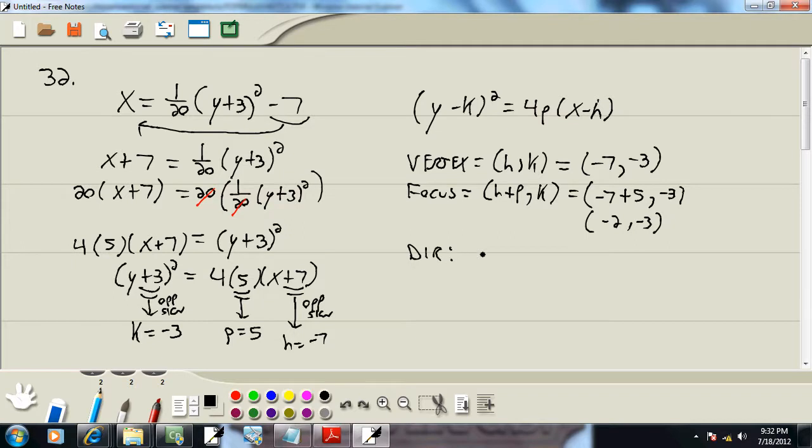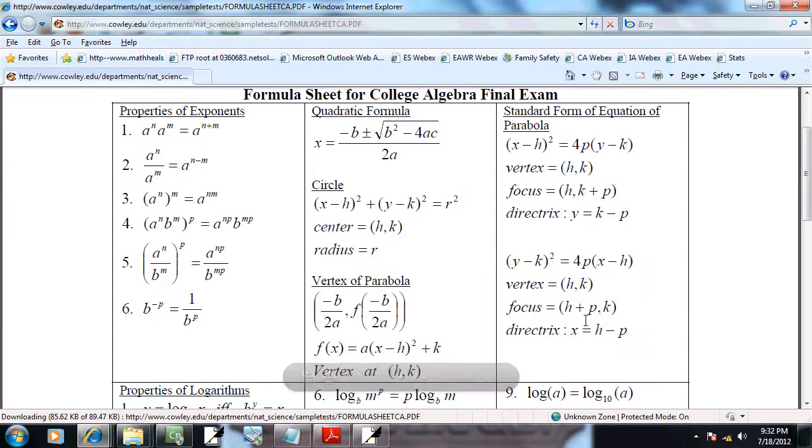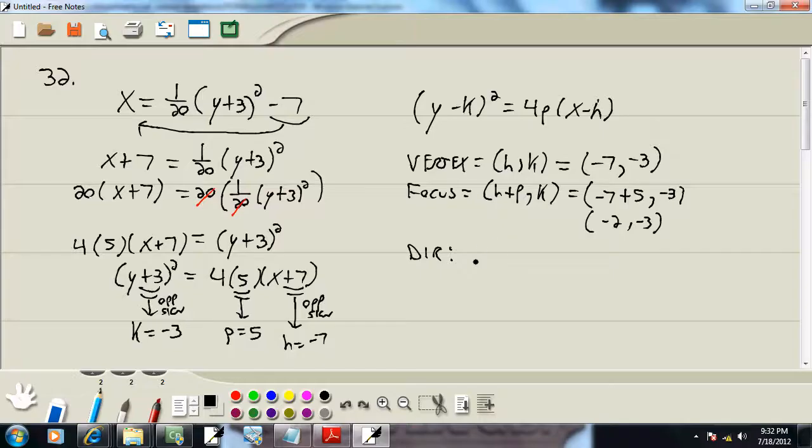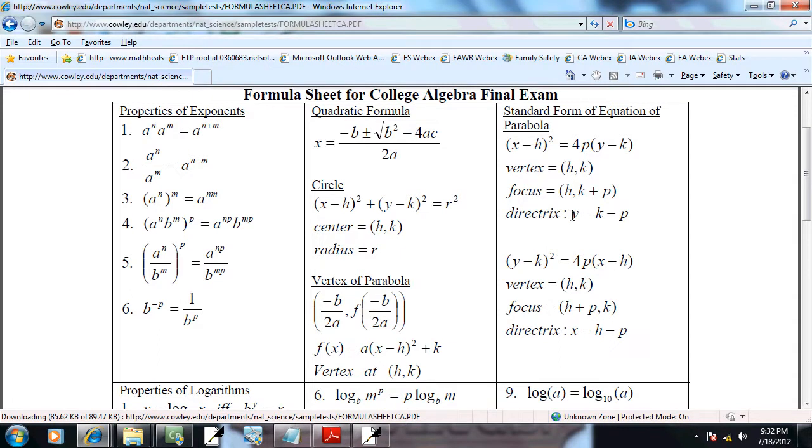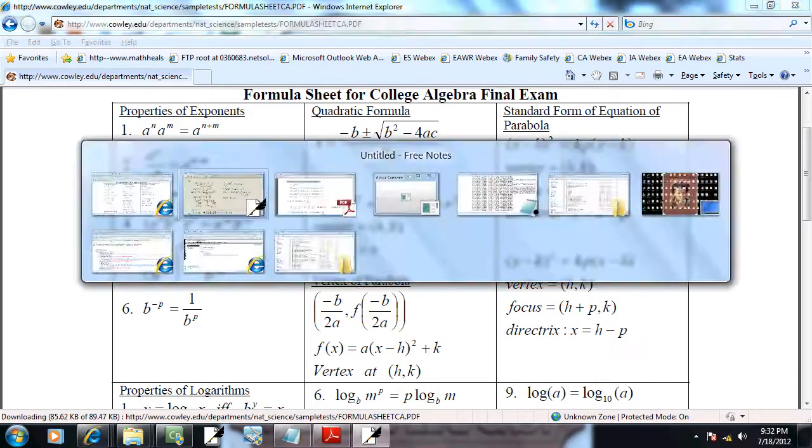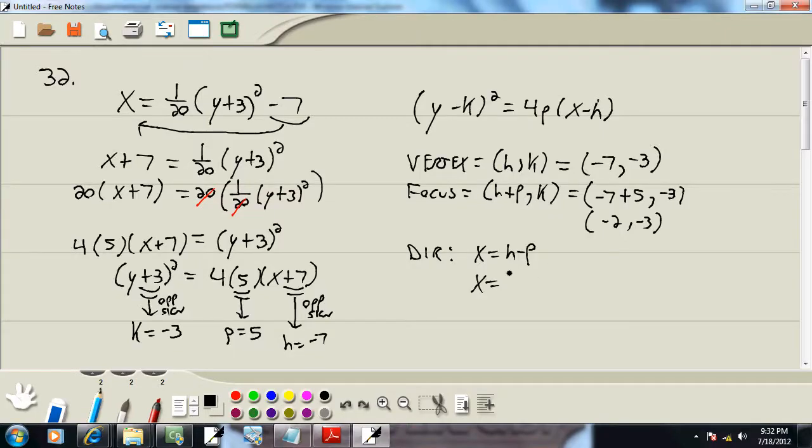And our directrix is x equals h minus p. Now you'll be provided these on the final exam, so that's why I'm currently referring to them here. You don't have to have these memorized. You just need to know specifically which one to use. Well, what did we say h was? Negative 7, minus p, which was 5. So we get x is equal to negative 12. So there's our vertex, focus, and directrix.